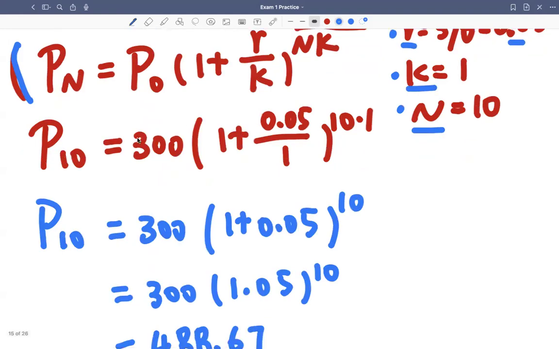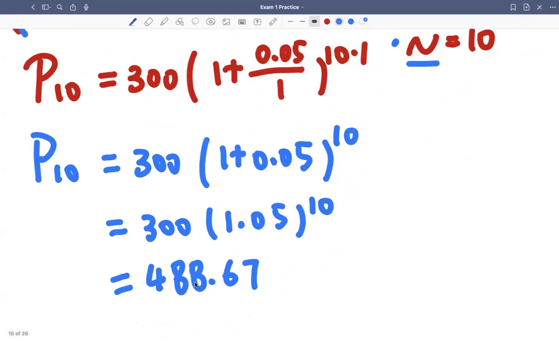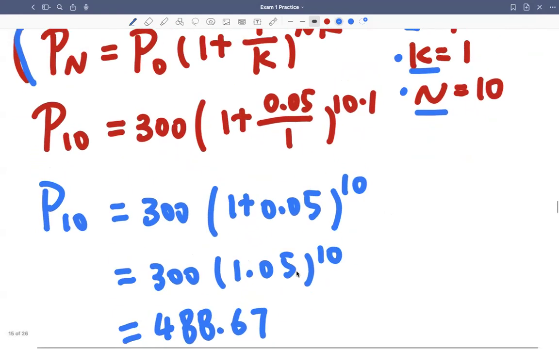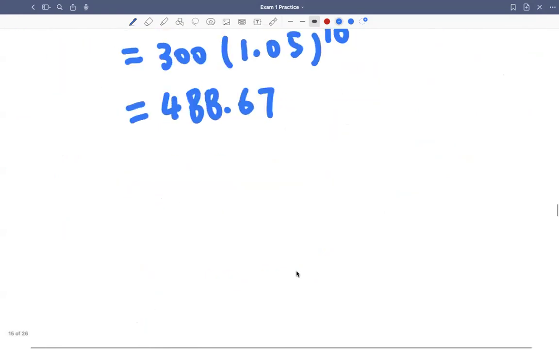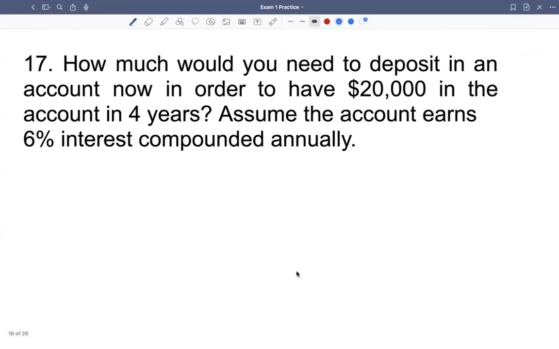Then if we could, we can put everything into the calculator. If not, we do it step by step. In the end, we get $488.67. All right, so that's question 16. Now let's see 17. 17 is saying how much would you need to deposit in an account now in order to have $20,000 in the account in 4 years. Assume the account earns 6% interest compounded annually.